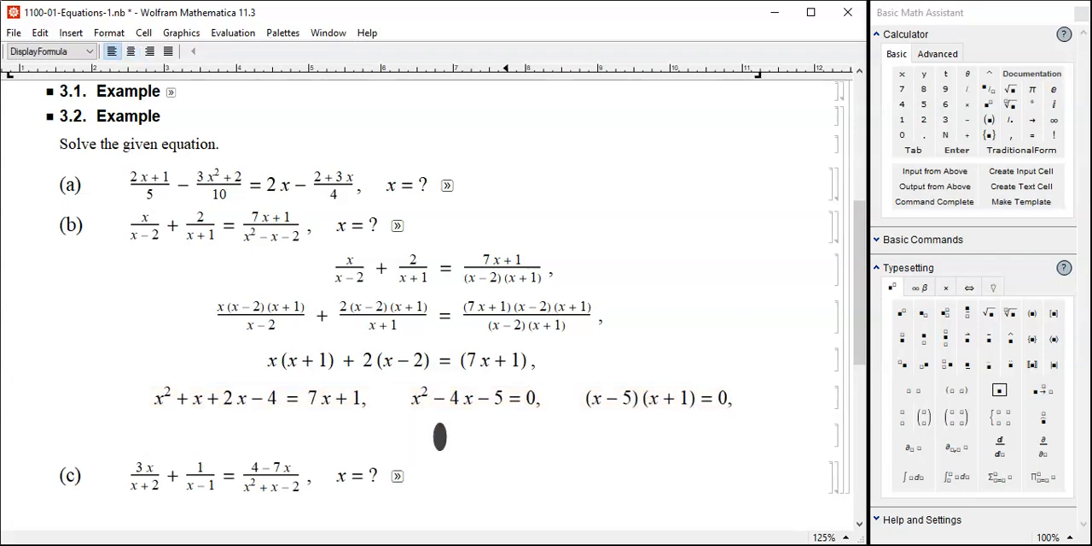Therefore, setting the first factor equal to 0, we get this. Setting the second factor equal to 0, we get this. Therefore, x is 5 or x is negative 1. All good? Complete solution? All good? Actually, no. Not really. There's still one step missing.